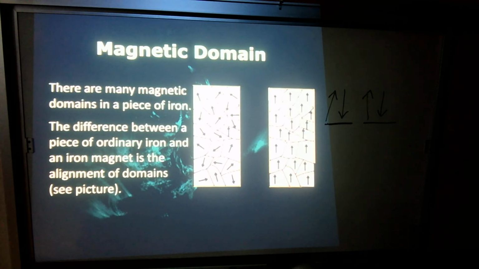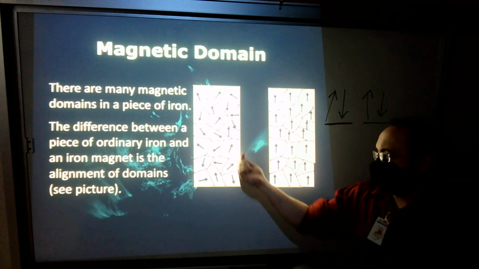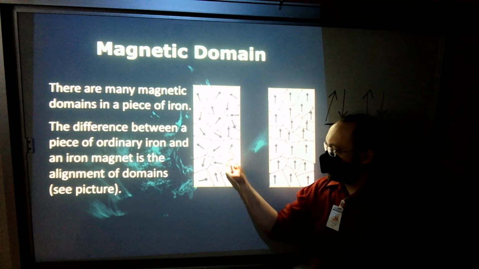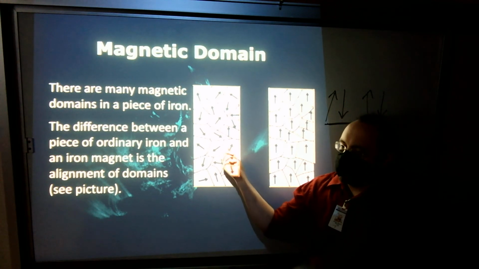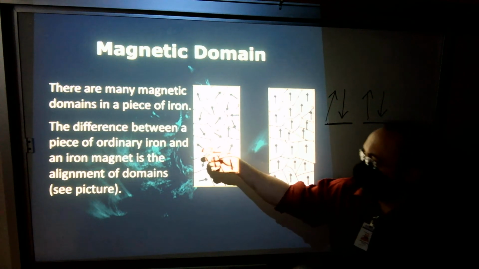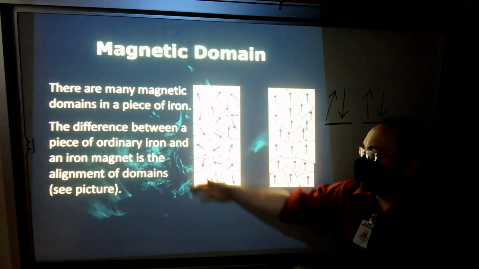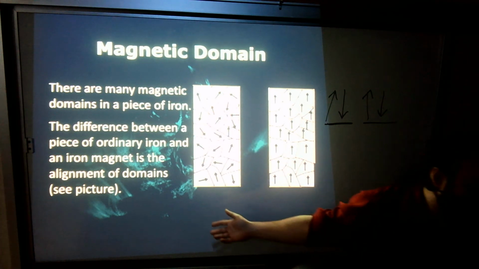So here's a bunch of those domains. Each domain is a group of aligned atoms. All these atoms have their magnetic fields aligned, but they're not lined up with the group of atoms next to them. So each of these domains can be all jumbled up. This is a piece of iron that is not magnetic.